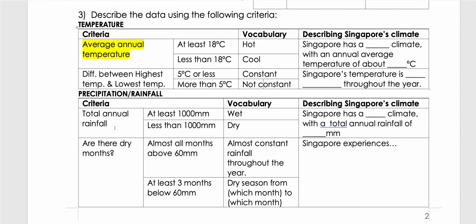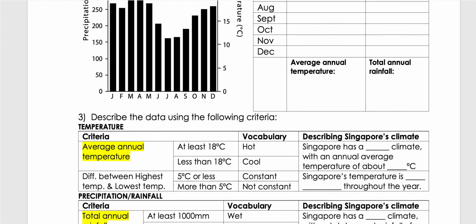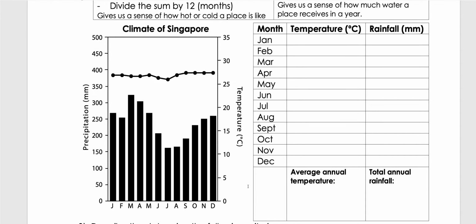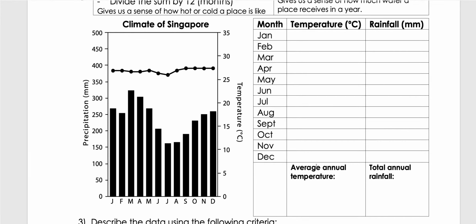As for rainfall, we look at the total. We add up all the rain for every single month. So unlike temperature, where we find the average, for precipitation we find the total. Then we see whether it's wet or dry, and whether the rainfall is almost constant throughout the months, or there are months where it is dry. So the first step you need to do is to read the climograph and find the average annual temperature and the total annual rainfall. Can you please do that from the graph?